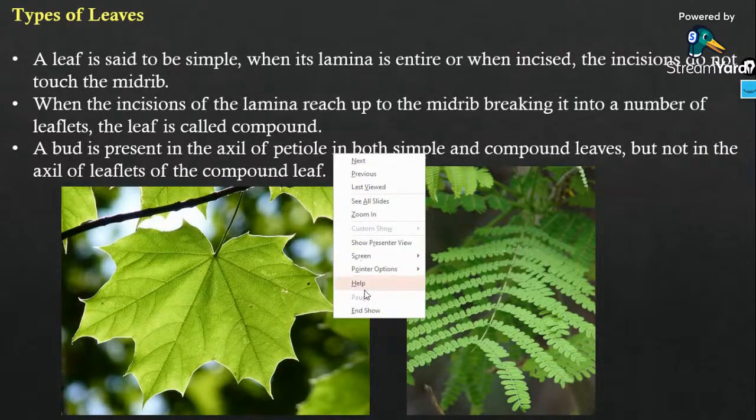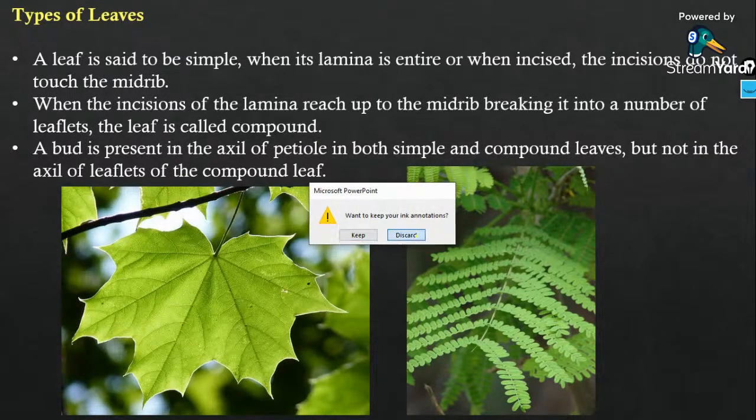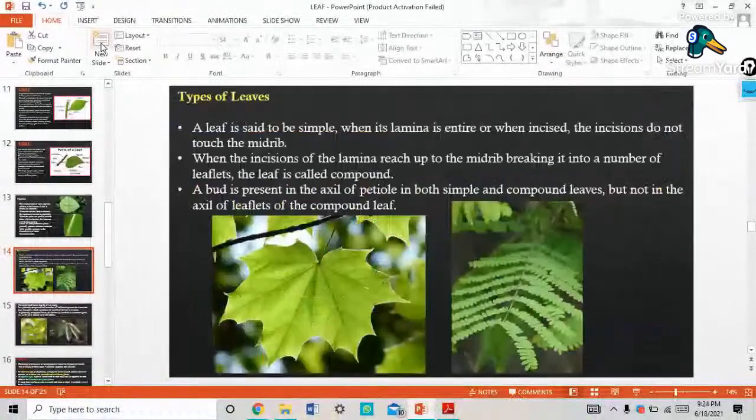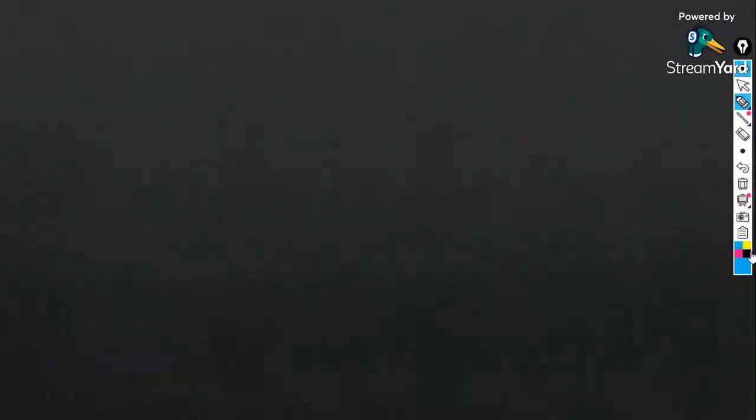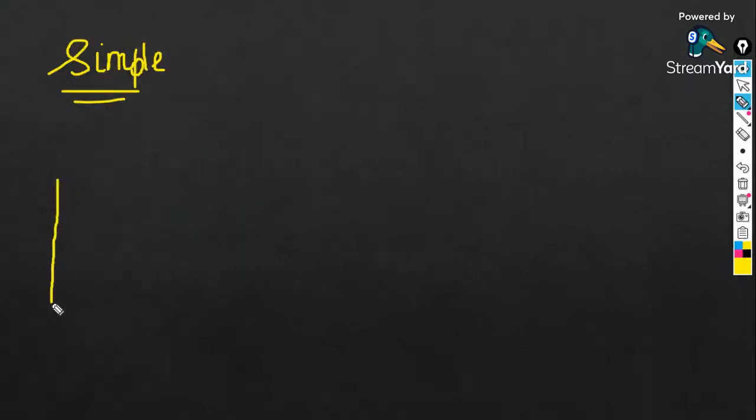One second, let me take out a blank slide for you. Guys, what do you mean by simple leaf? If this is the stem, and this is the petiole, you will find a single leaf. There would be only one leaf. Such kinds of leaf you would call simple leaves.